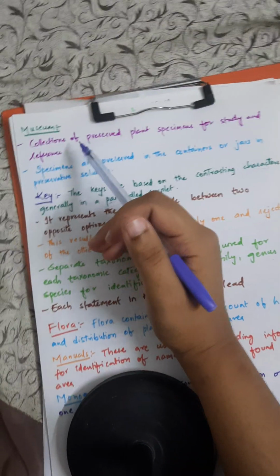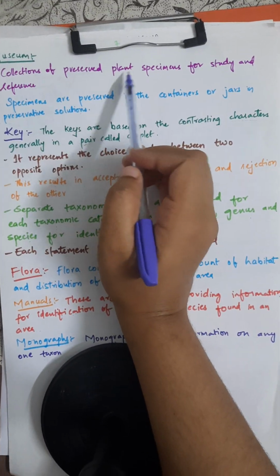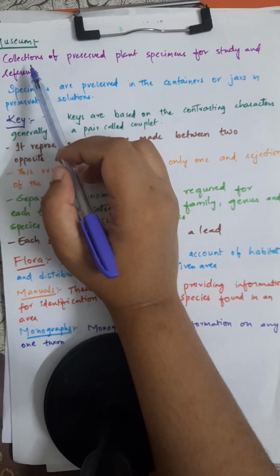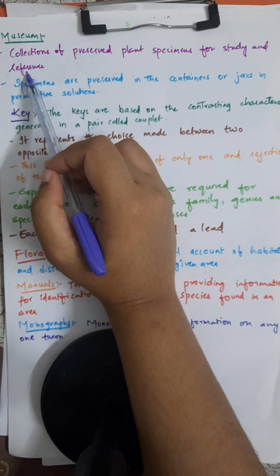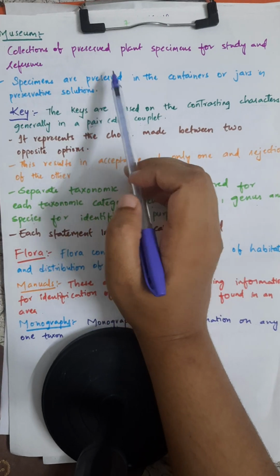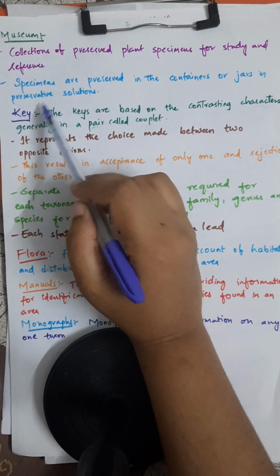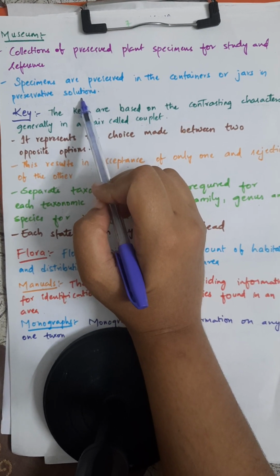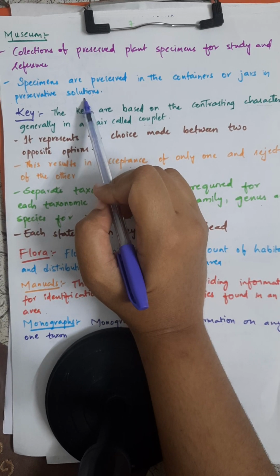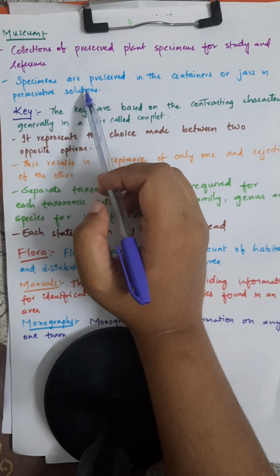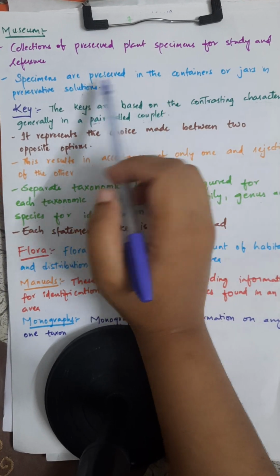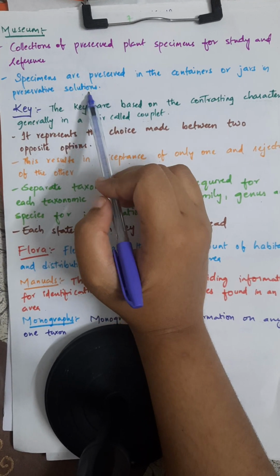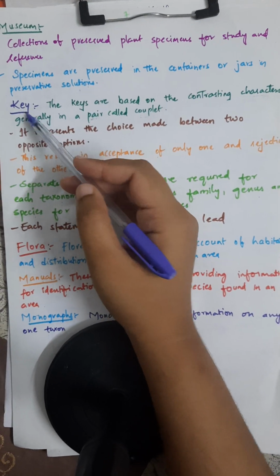Then coming to the museum. Here is a collection of preserved plant specimens for study and reference. Specimens are preserved in containers or jars in preservative solution. Some of the plants which cannot be stored by drying should be stored in the form of preservative solutions. And keys, what are the keys?